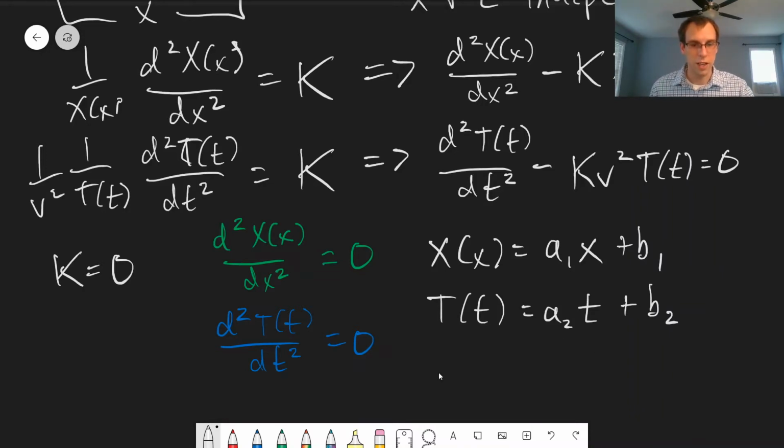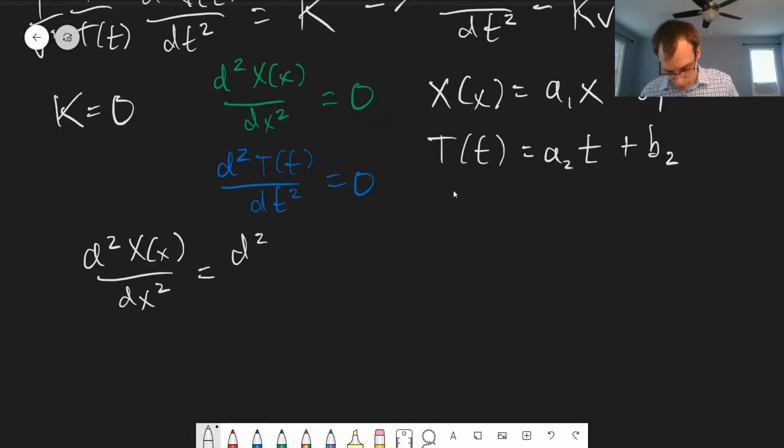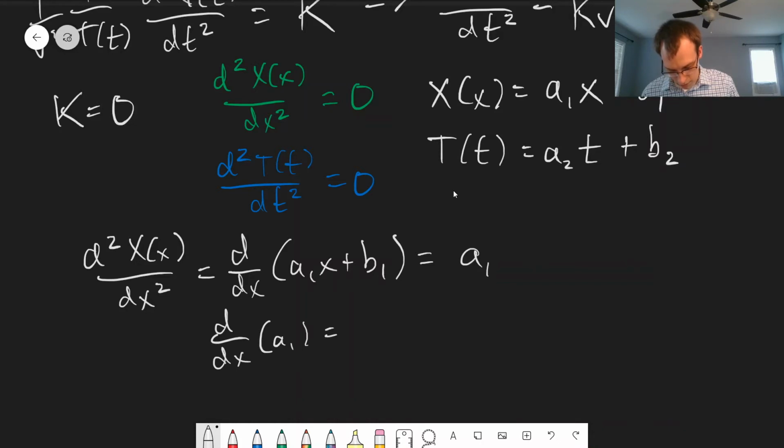And let's just double check that. If we take the second derivative, we'll just pick the x one. Double check that this works. We'll do one derivative at a time. The first derivative of a1x plus b1 is equal to just a1, and then the derivative of a1 with respect to x is equal to 0. All right, so this works.